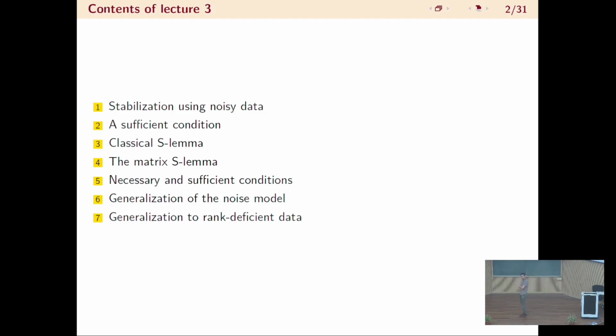In this first part of the lecture, I will focus on a specific type of noise model, but then finally, in item 6 here, we will also generalize this to a general noise model. And then finally, I will also make another generalization to rank deficient data. Okay, so that's roughly the outline of today's lecture.